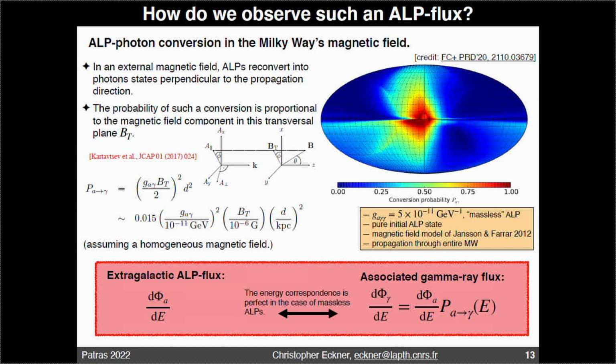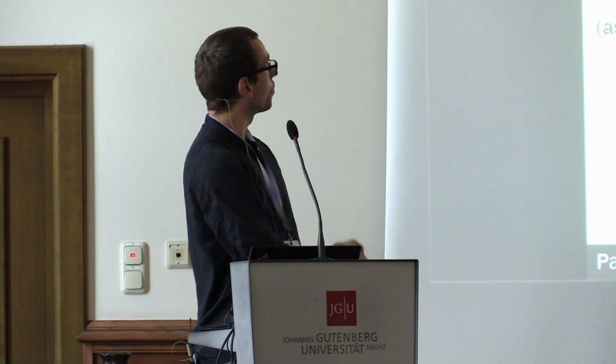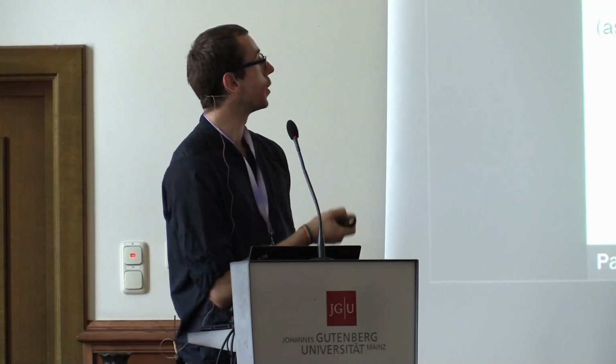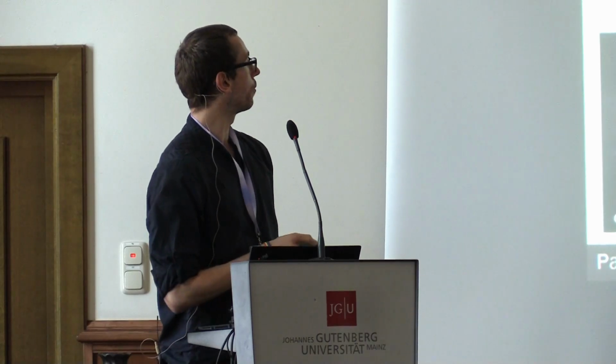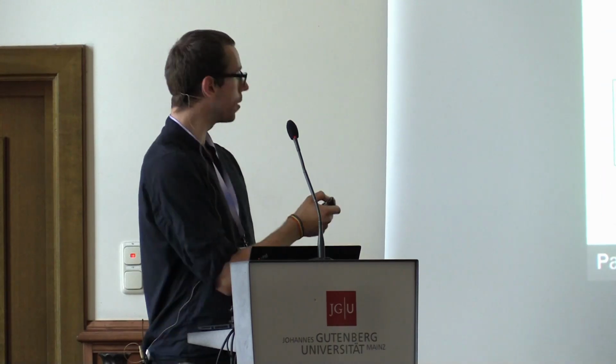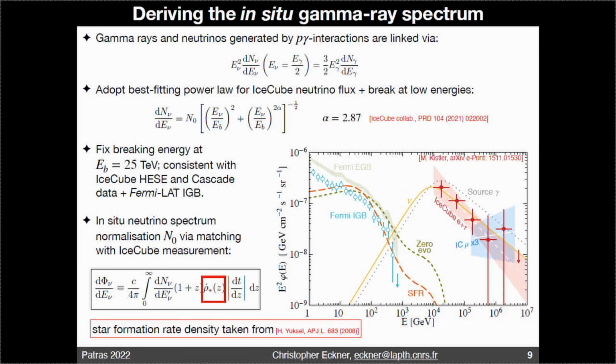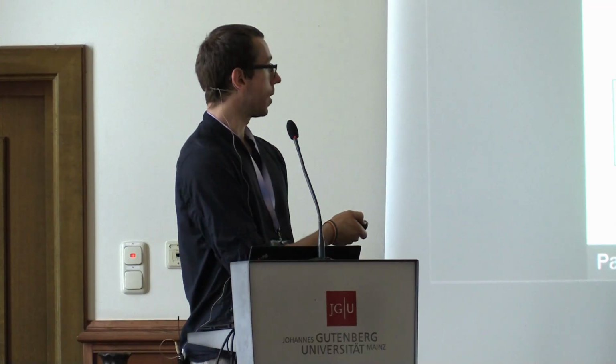The thing is that in the end, you get the extragalactic axion-like particle flux, and to get the final gamma ray flux that you expect, you simply multiply that by the conversion probability in our own Milky Way. The extragalactic axion-like particle flux, if we go back to the initial formula for the neutrinos, is exactly the same, except that you exchange this source term for the first source term for axion-like particles. Okay, that's that.